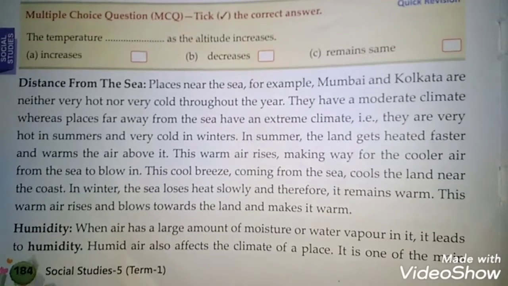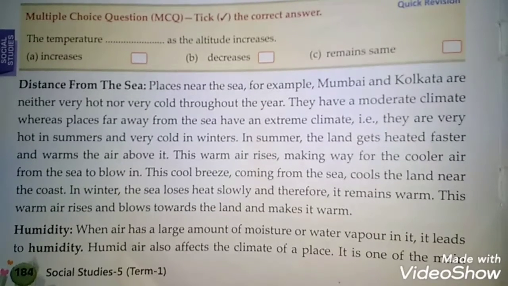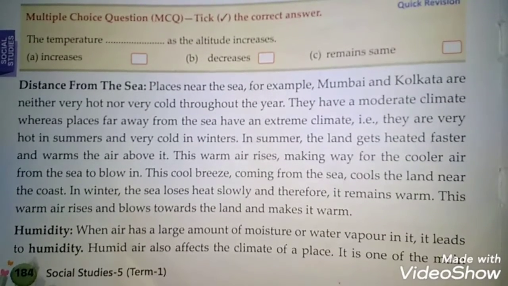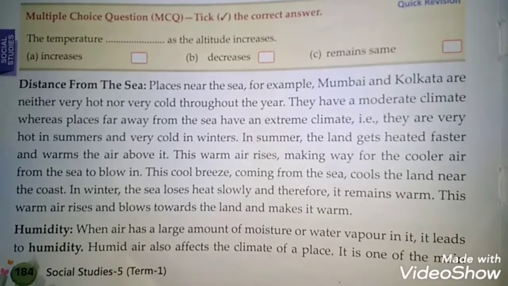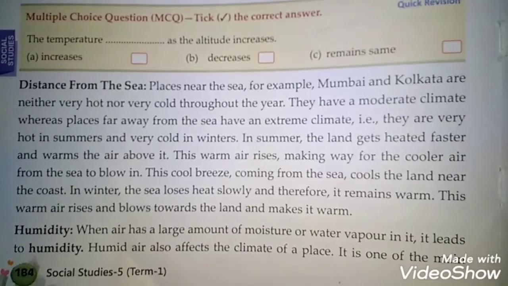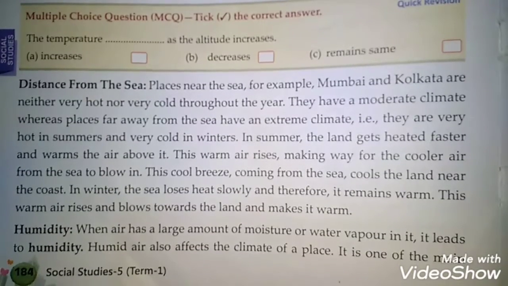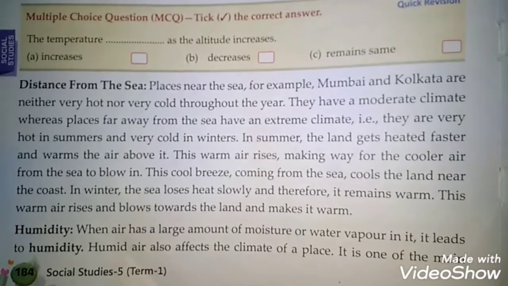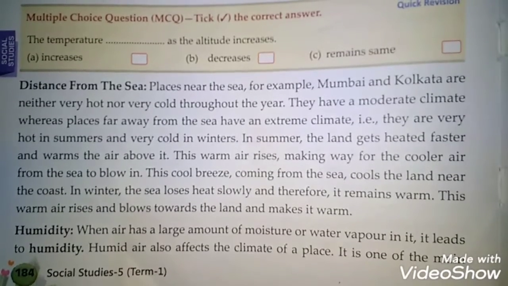Everyone. Today, in your chapter number 4, Weather and Climate, the topic is how the distance from the sea, humidity, and direction of winds affect the climate of a place. First topic is distance from the sea.